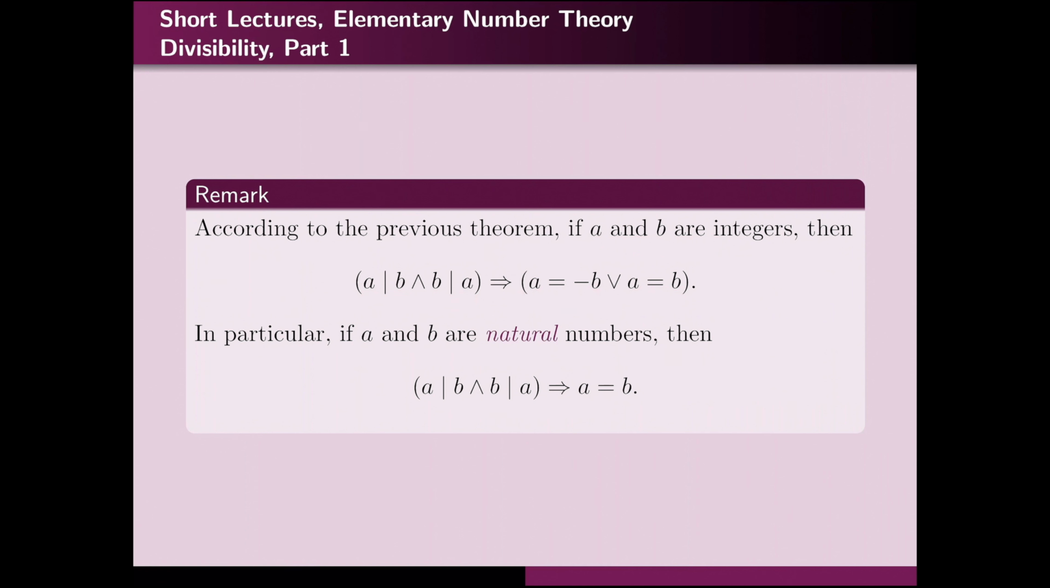Of course, in particular, if someone tells me that A and B are natural numbers and they guarantee that A divides B and simultaneously B divides A, then this is the only thing that I can conclude: these two numbers are equal. Okay, let us discuss a little bit about this.